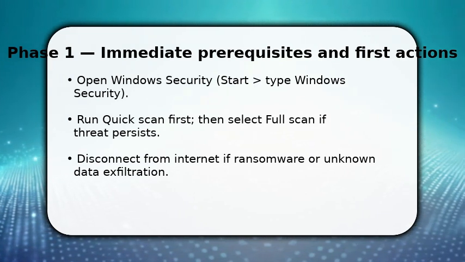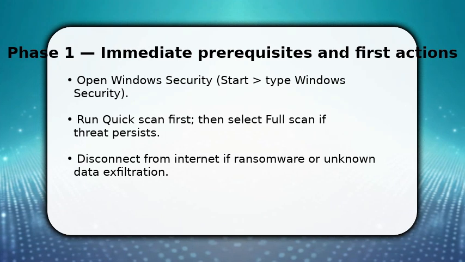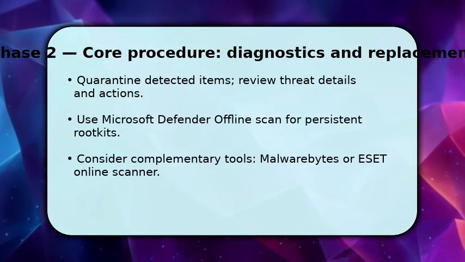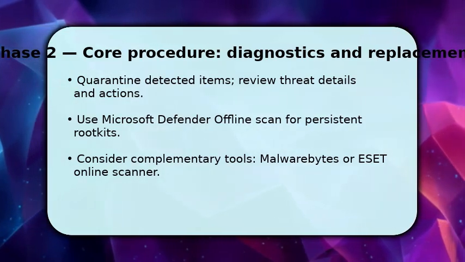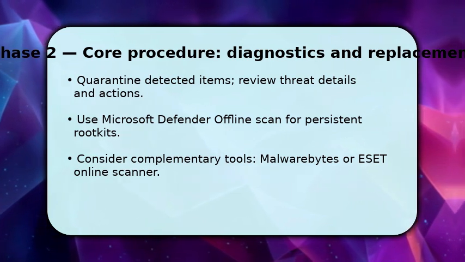You quarantine every detected item immediately. That isolates the threat and prevents execution. Next, run Microsoft Defender offline. This boots a clean environment to remove stubborn rootkits that run with Windows.